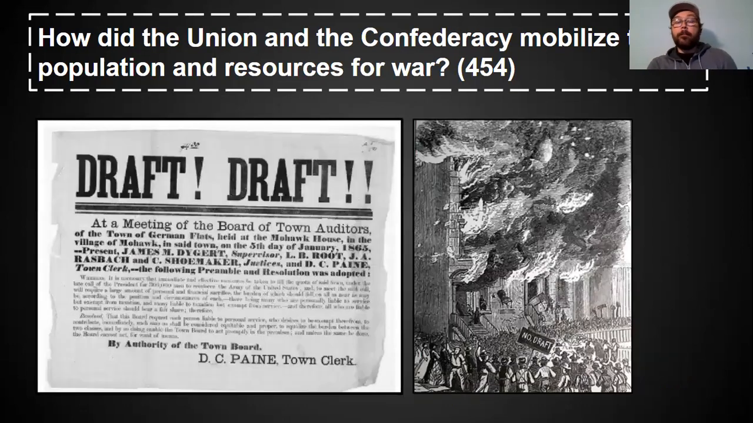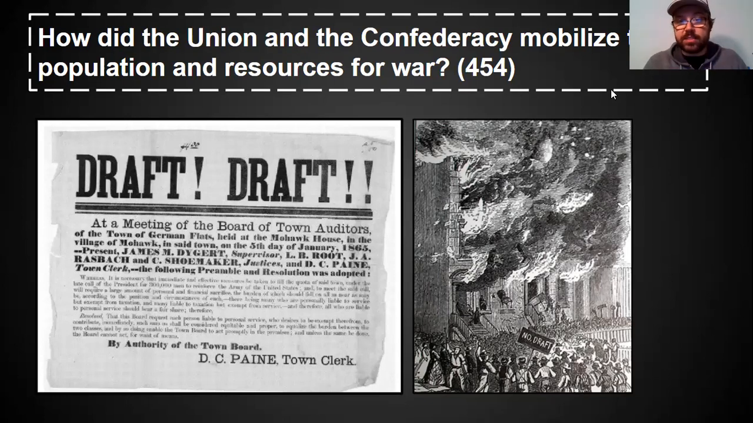Both sides find themselves in a position where they have to implement a draft. And I'm pretty sure, if you find evidence to the contrary, I'll hear you, but I'm pretty sure this is the first war in American history in which there was a draft, in which people were called upon to fight in the war who didn't volunteer for the war, because we're just losing bodies and losing bodies and losing bodies. And that's also going to lead to a pretty significant pushback in the North and in the South. In the South, in a big way, right?